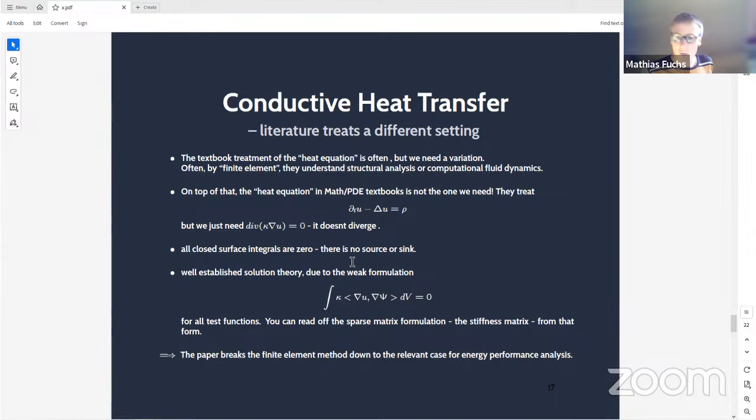So all of this works extremely well, because in the steady state case, when you set DTU equal to zero, you end up with an elliptic operator. If this is interesting for you, then please have a look at the paper where everything was written down.